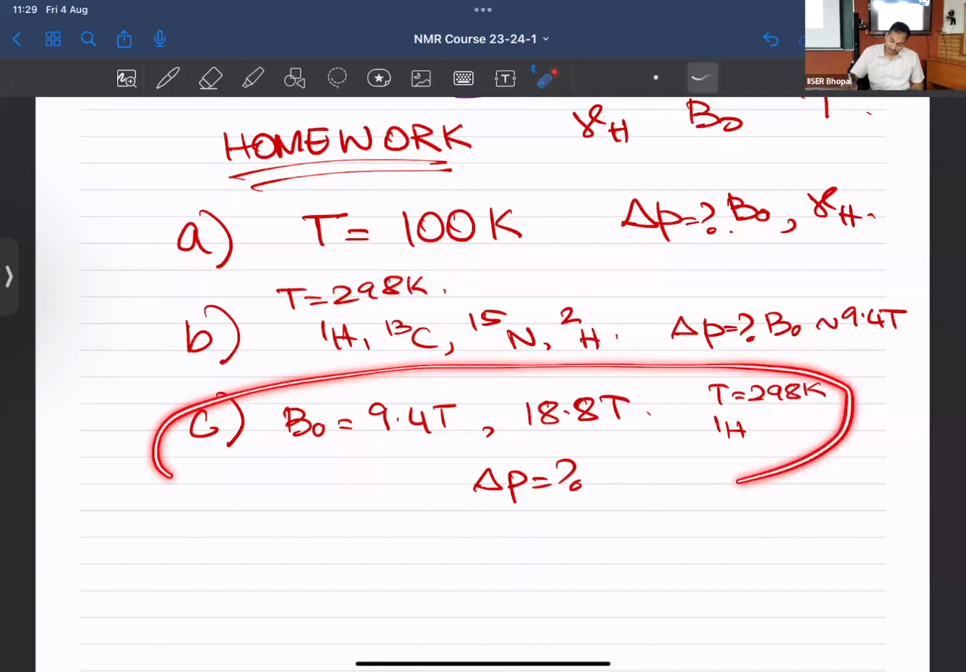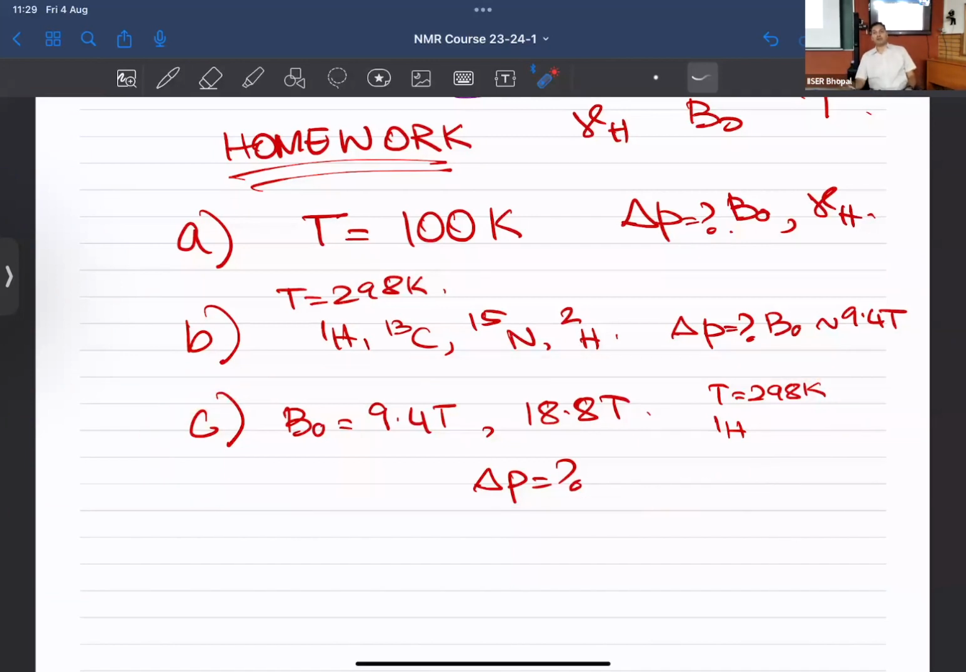And of course, the only way to make the energy levels go farther apart without the handle of the gyromagnetic ratio is B naught. So if you double the magnetic field strength, check whether the population difference doubles or not, or whether it increases more than that. Okay, so just to get an idea of what's going on.